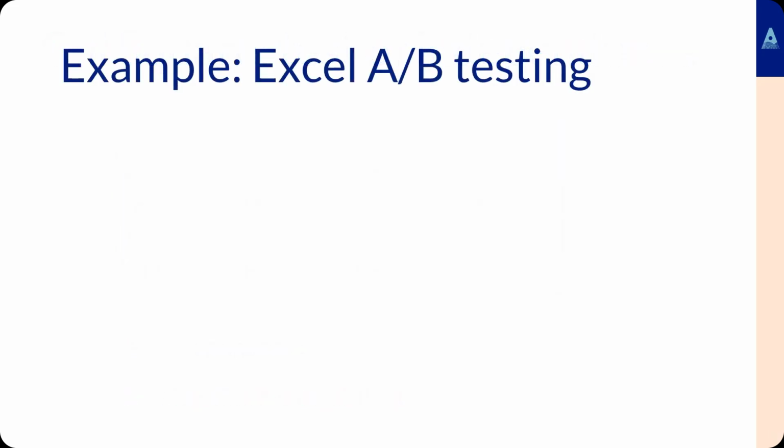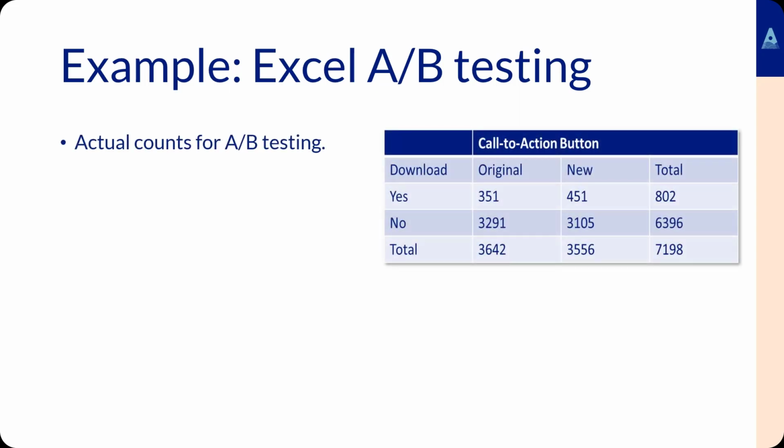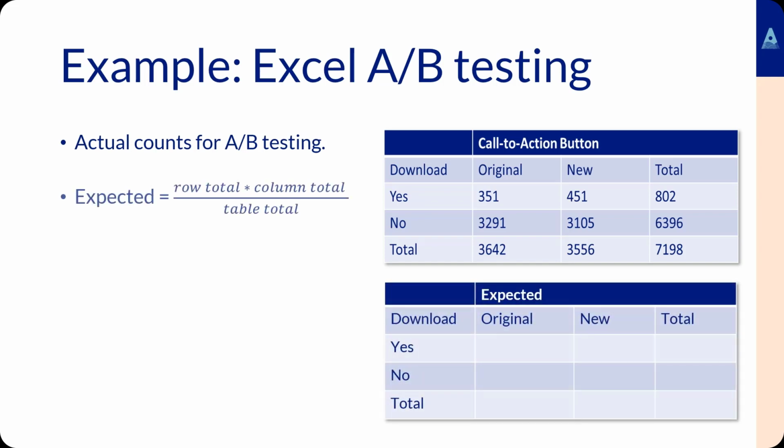So let's look at an example of applying chi-squared using Excel for A/B testing. Again, we've got the same website A/B testing scenario. You've got the actual counts for the call to action button, which we've already seen. With chi-squared, we want to compare the actual results with expected results. The expected results are what each cell would look like if there were no difference between the two, if the variables were not associated. In other words, the way that numbers fell in the boxes was completely random.